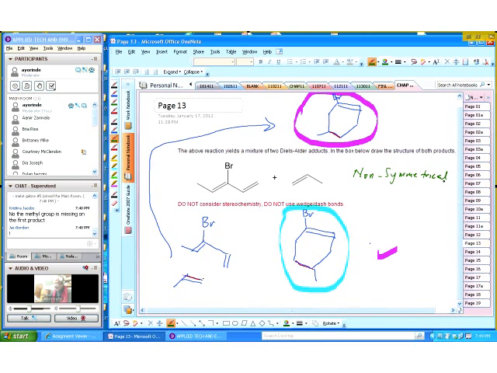The methyl group is missing. Somebody said the methyl group is missing on the first product. Oh, okay, thank you. Actually, the methyl group is missing on both of them. Thank you for pointing that out to me. So the methyl group will be here, and also will be here. Okay. Here the methyl groups are next to each other, 1, 2 to each other. Here the methyl groups are 1, 3 to each other. Okay, Christina, thank you very much for pointing that out to me.